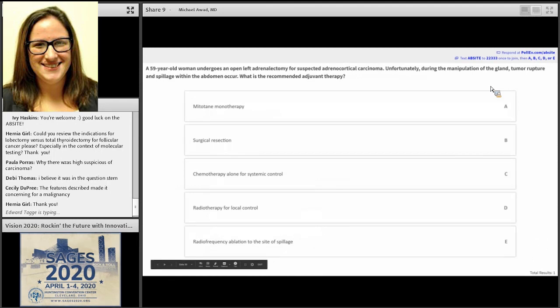A 59-year-old woman undergoes an open left adrenalectomy for suspected adrenocortical carcinoma. Unfortunately, during the manipulation of the gland, tumor rupture and spillage within the abdomen occur. What is the recommended adjuvant therapy? A, mitotane monotherapy. B, surgical resection. C, chemotherapy alone for systemic control. D, radiotherapy for local control. Or E, radiofrequency ablation to the site of spillage.